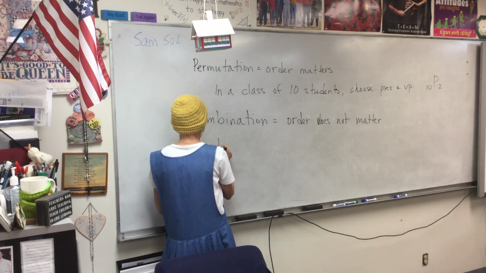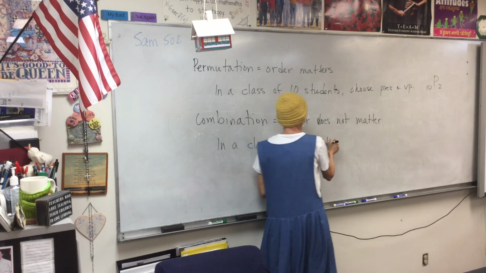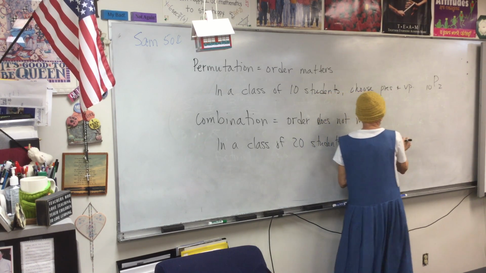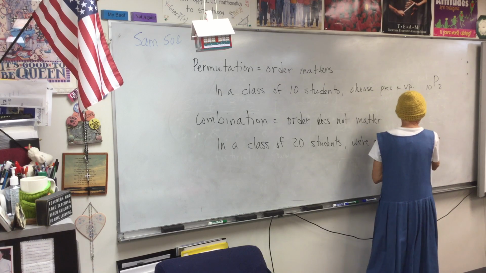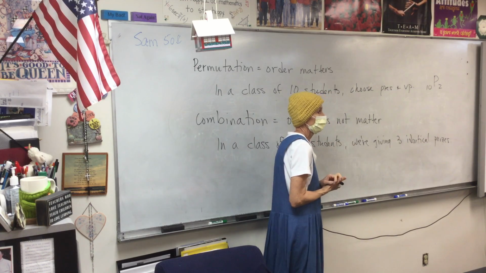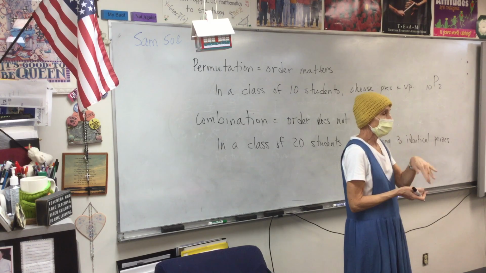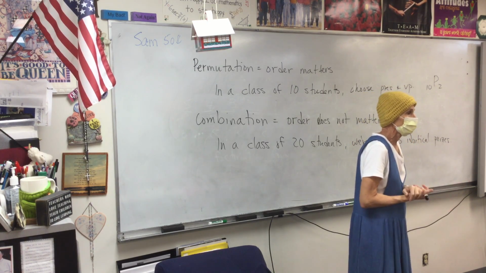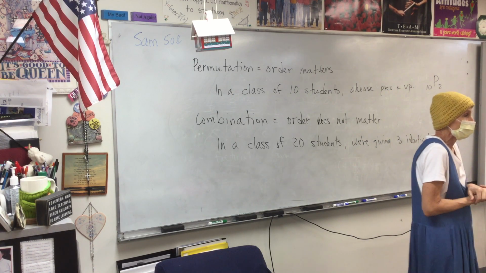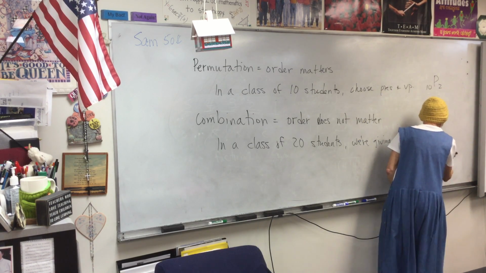So in a class of 20 students, we're giving 3 identical prizes. Now, why does the fact they're identical matter? Because they don't really care like which order they get. Exactly. If you know the prize is going to be a pencil, you don't care if you get picked first, second, or third, right? You're going to get a pencil either way. So that would be 20C3.